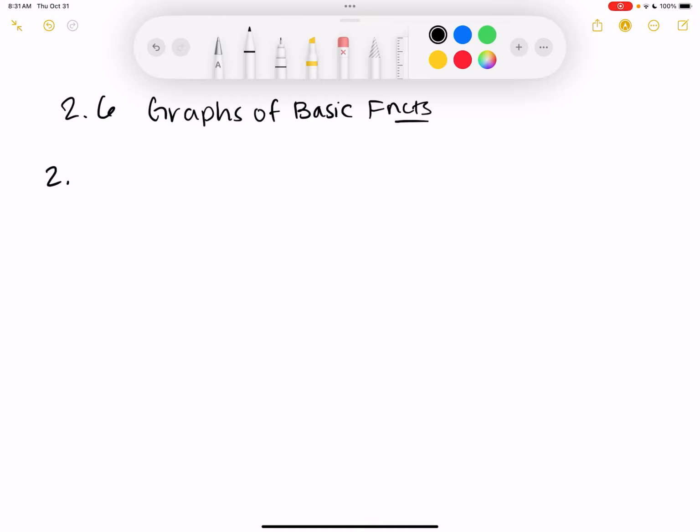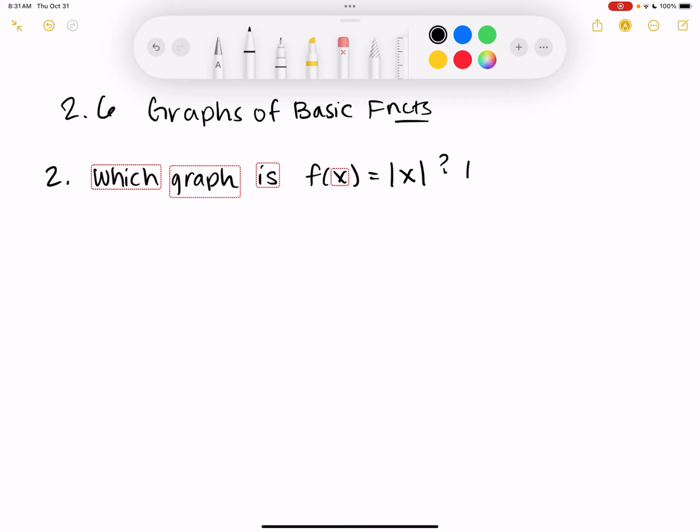Number 2, so you'll need to be on page 255 to answer these questions. It says, which graph is f of x equals the absolute value of x, and on what interval is it increasing?